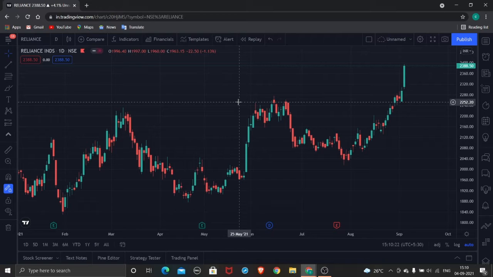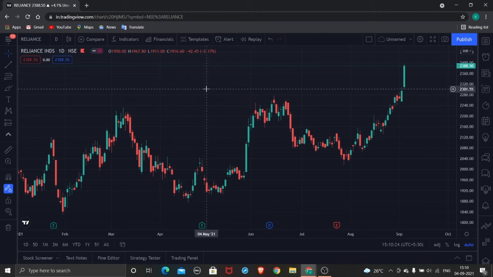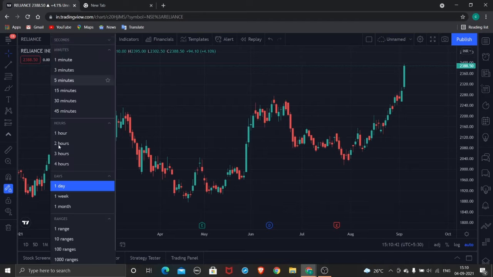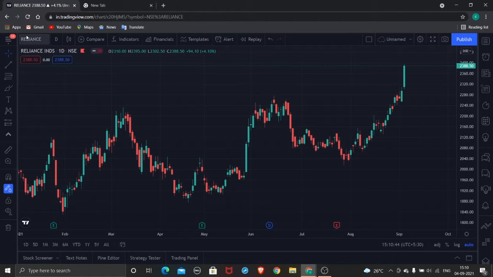Basically, it's a setup of having two moving averages, and moving averages should have a value in them. The values are 200 and 50 moving average. So let me just include it. I'm here with a daily chart of Reliance, the 1 day time frame.